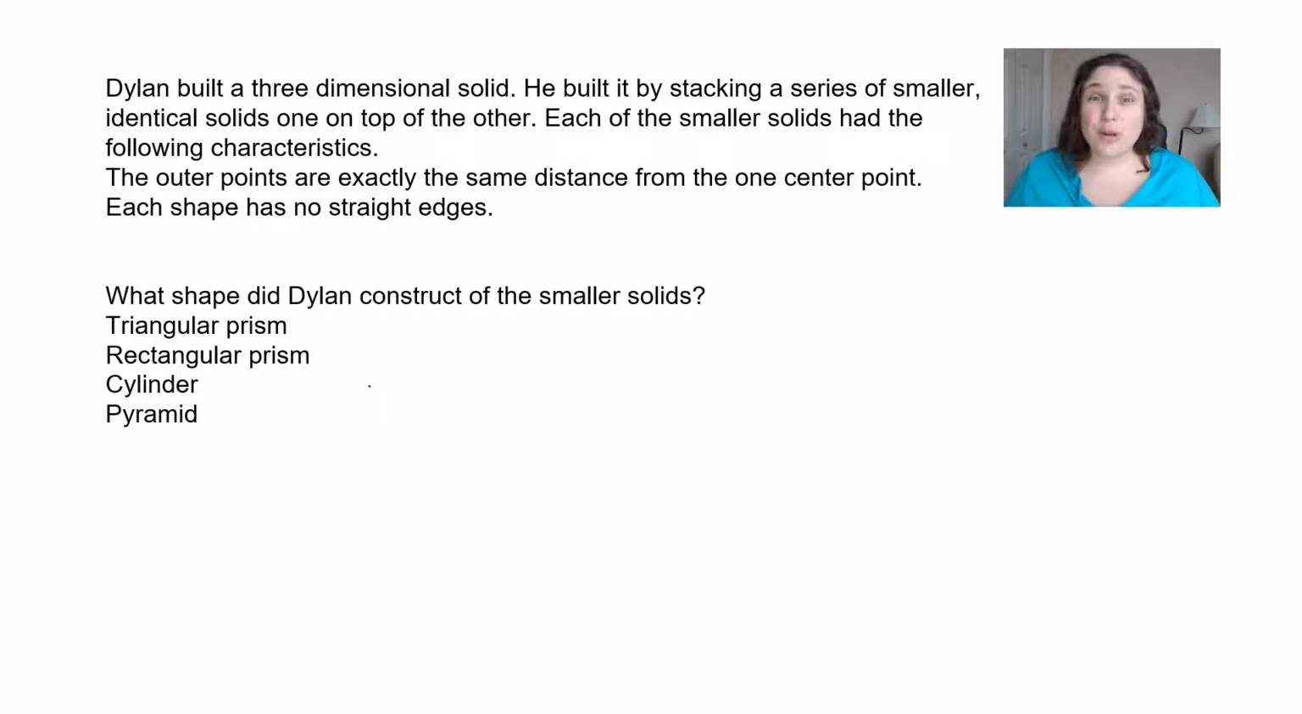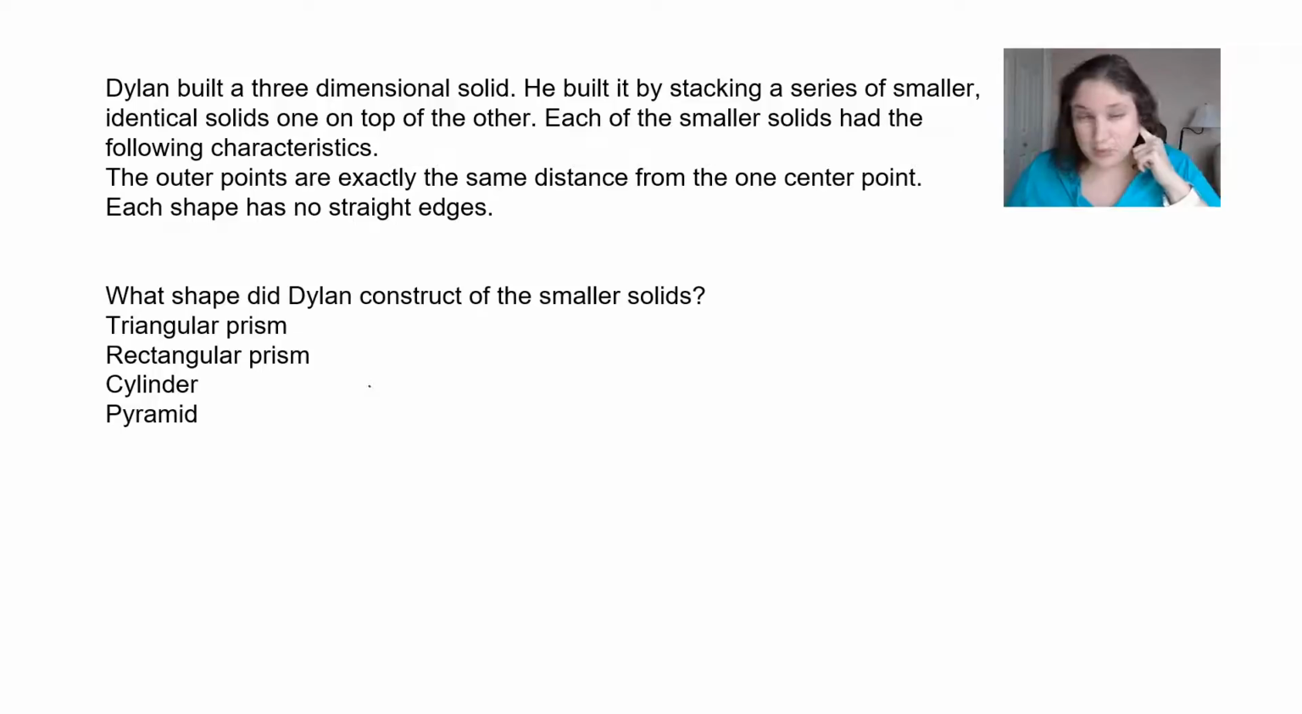Dylan built a 3-dimensional solid. He built it by stacking a series of smaller identical solids, one on top of the other. Each of the smaller solids had the following characteristics. The outer points are exactly the same distance from one center point. Each shape has no straight edges.